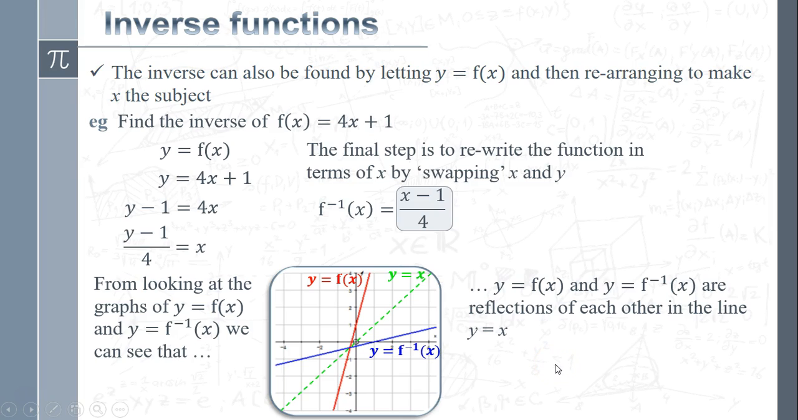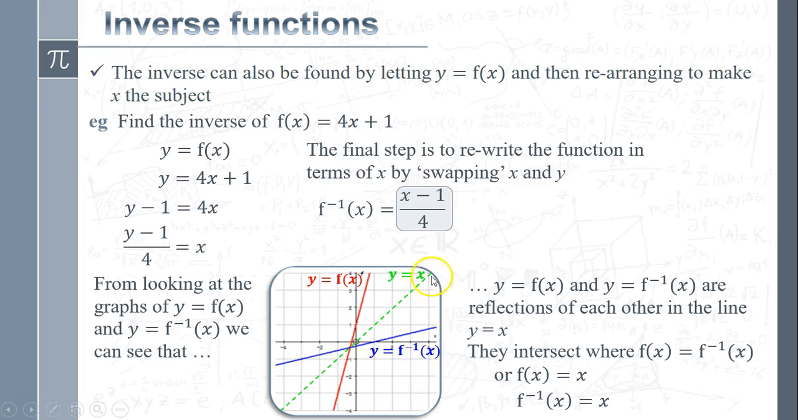So graphically, the function and its inverse are reflections of each other in the line y equals x. The other thing to notice is this point here, where the two lines intersect. They're going to meet where f of x equals f to the minus 1 of x.